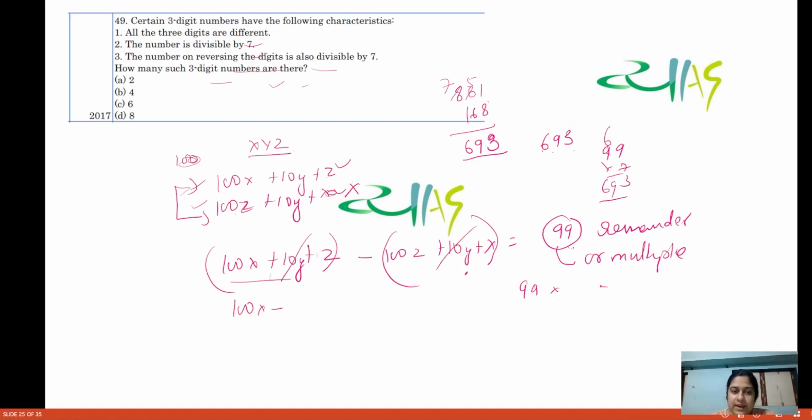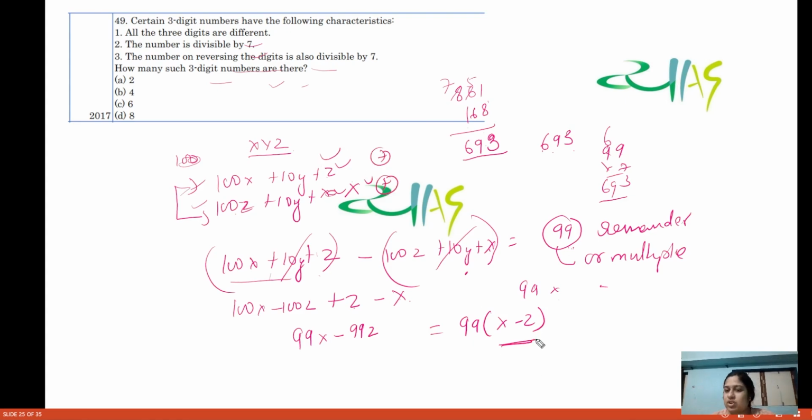So, this will be 100x minus 100z plus z minus x. Okay, z minus x. So which is obviously becoming 99x minus 99z. So the number is 99 times (x minus z). Now it is saying these numbers are divisible by 7.